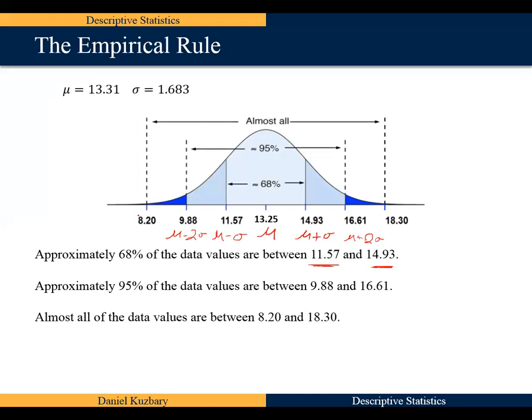Now you do it a third time, and you can say that almost all the data are between 8.2 and 18.3. So this is when you subtract 3 standard deviations and add 3 standard deviations. So you can say that.